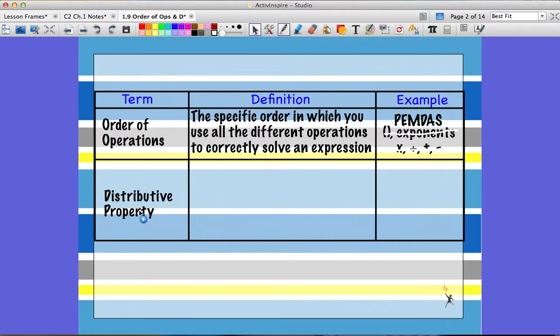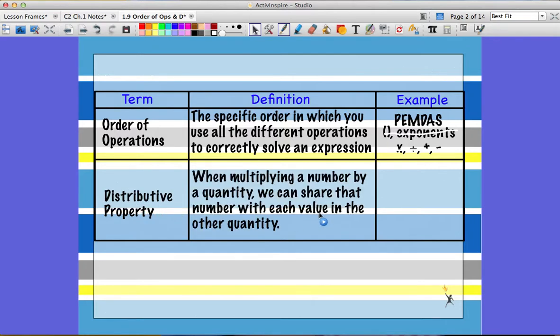And the distributive property. The distributive property is when multiplying a number by a quantity, we can share that number with each value in the other quantity. I know this is very confusing. Okay, so you just have to think of the word distributive and how distribute is in it, and distribute means to give out or to share. And so when we use the distributive property, we're sharing a number with other numbers.